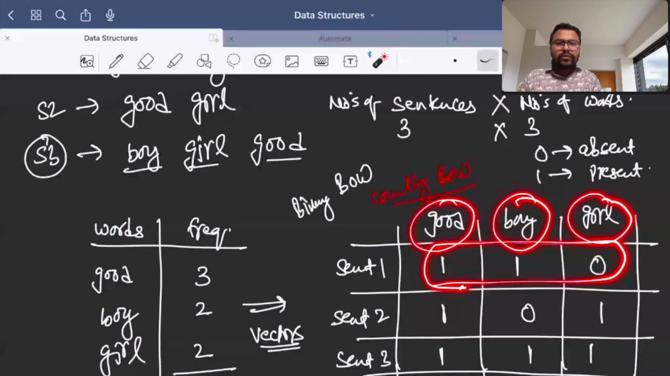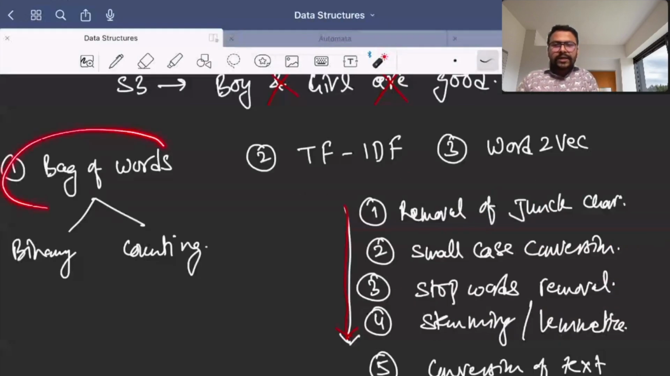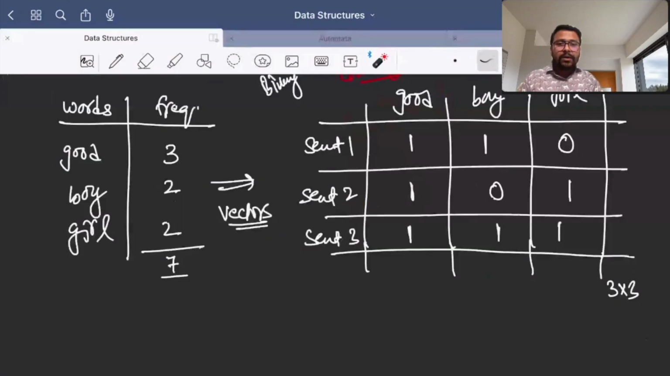Whether good is coming before boy or boy is coming before girl, or any format of the word, which word is coming first in which sentence, we only know the presence and absence. So the semantic of words, semantic of sentence is lost in bag of words. But it is very easy to make the matrix out of it. Very easy to make the vector of it. So very little computing power is needed. So this is plain bag of words.